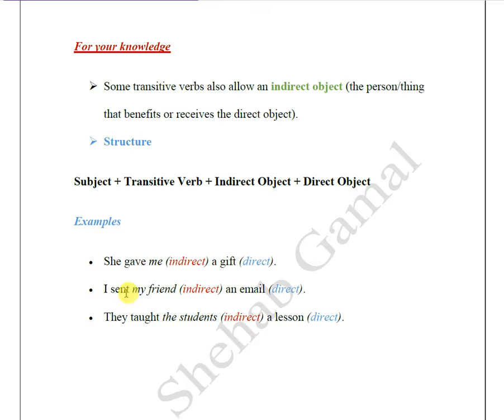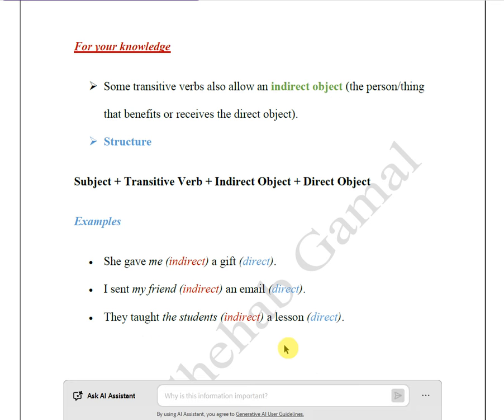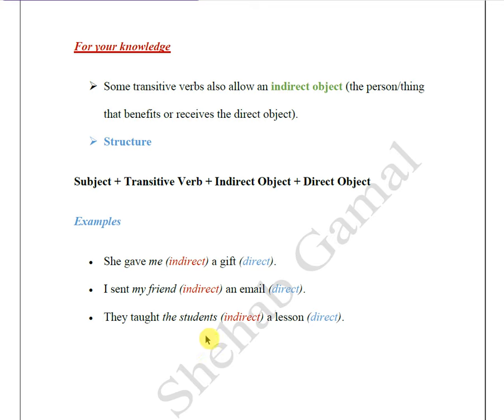The same goes for the second example, sent. Sent what? An email is the answer. So the direct object is here, and my friend is the indirect object. The last example: they taught the students a lesson. They taught what? A lesson. So here is the direct object for this verb taught, and the students is the indirect object.